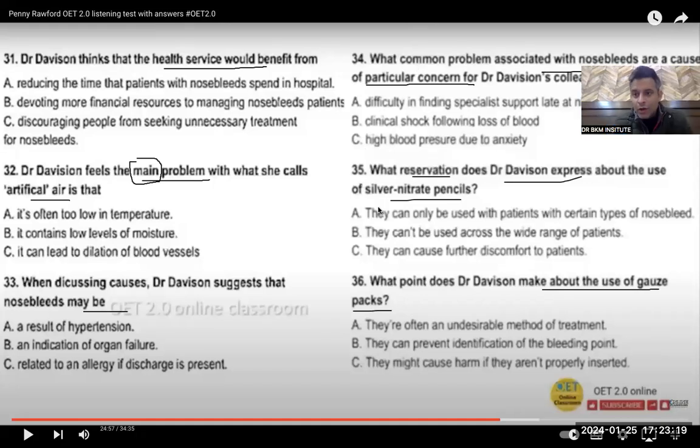Done. So now the 35th question is, what reservation does Dr. Davison express? Reservation means limitation. What is the limitation? What is the drawback about the silver nitrate pencils? Let's see what is the drawback. So I have to find a negative thing. Normally I say the word 'only' goes for elimination. But for reservation, when I am trying to find something negative, then the word 'only' can be my answer.